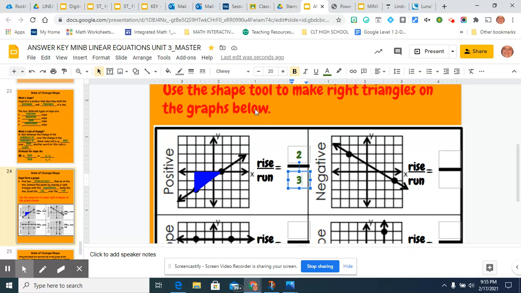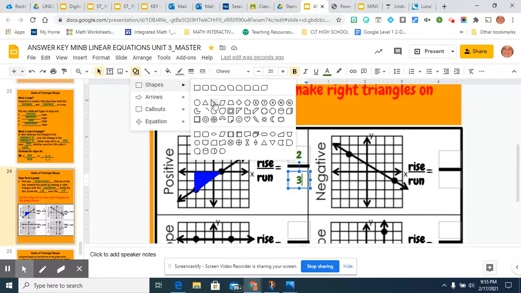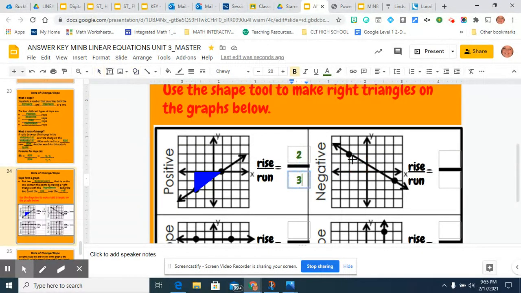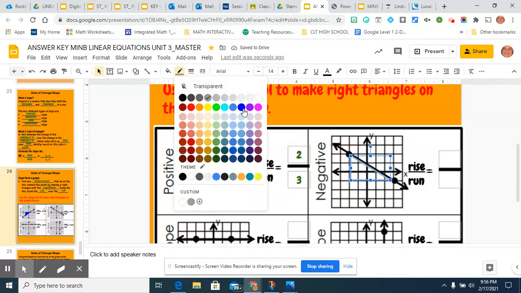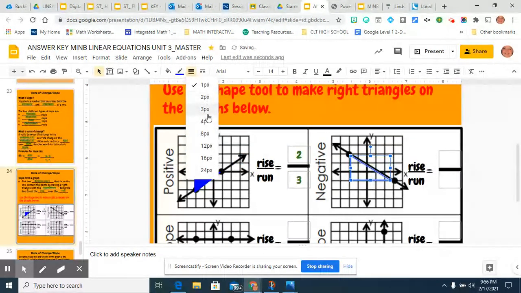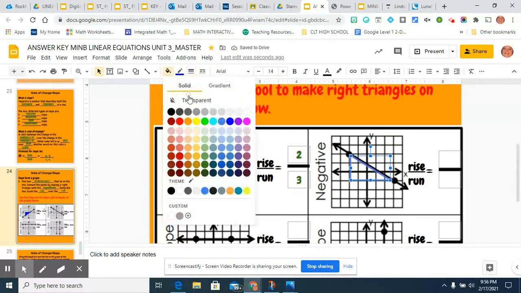Okay. And I'm going to go ahead and use the shape again to make a right triangle. So shape, I'm going to choose a right triangle. It's going to be a lot easier on this side. Again, I'm just going to make it blue. I'm going to make it solid so I can really see it.